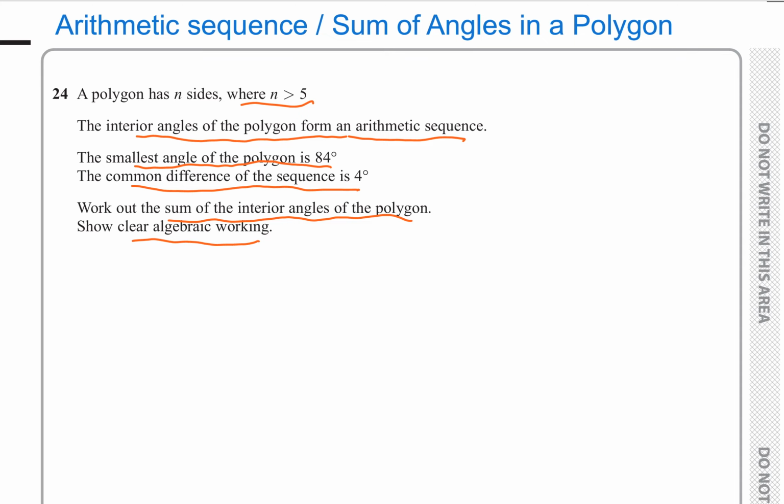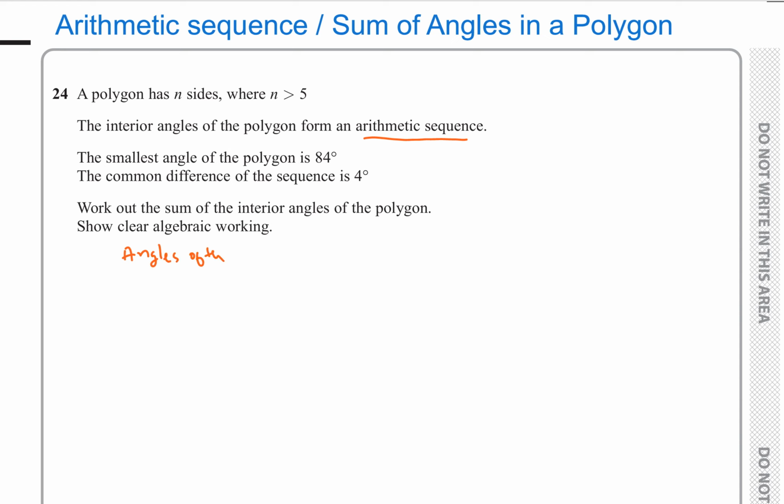So we need to do it using an algebraic method. Starting with the arithmetic sequence, the angles of the polygon I can write. The smallest angle is 84, and the common difference is 4. So the next angle is going to be 84 plus 4 degrees, that is 88 degrees, and so on.